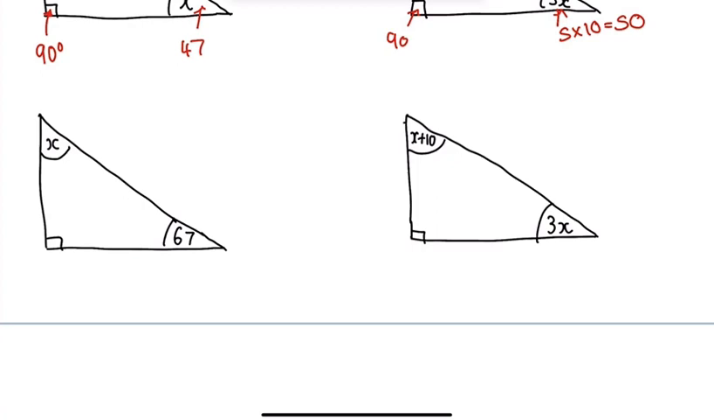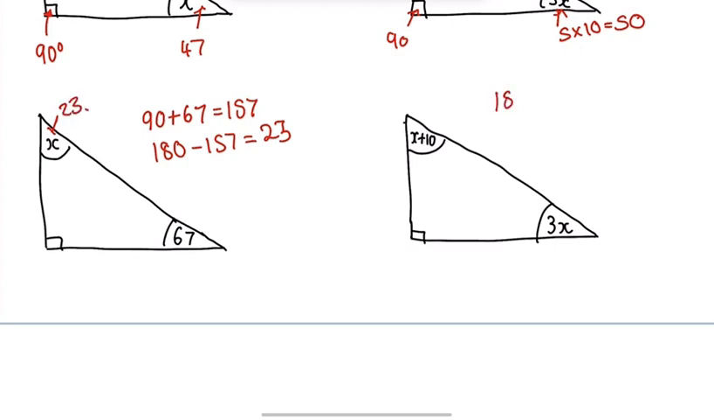For this first one then, we've got an angle of 90 and 67. So far we have 157 in our triangle. So we want to find the missing angle by taking that away from that 180, which leaves us with 23.